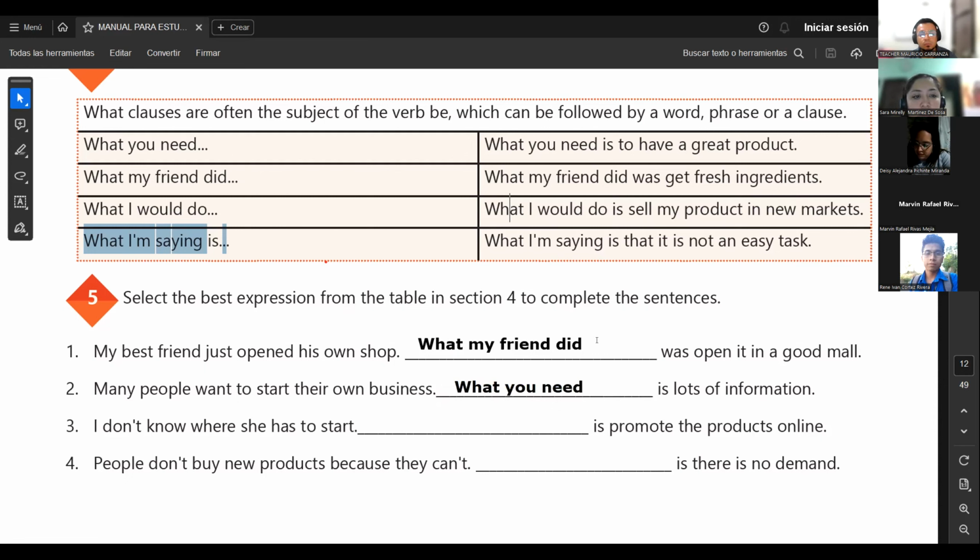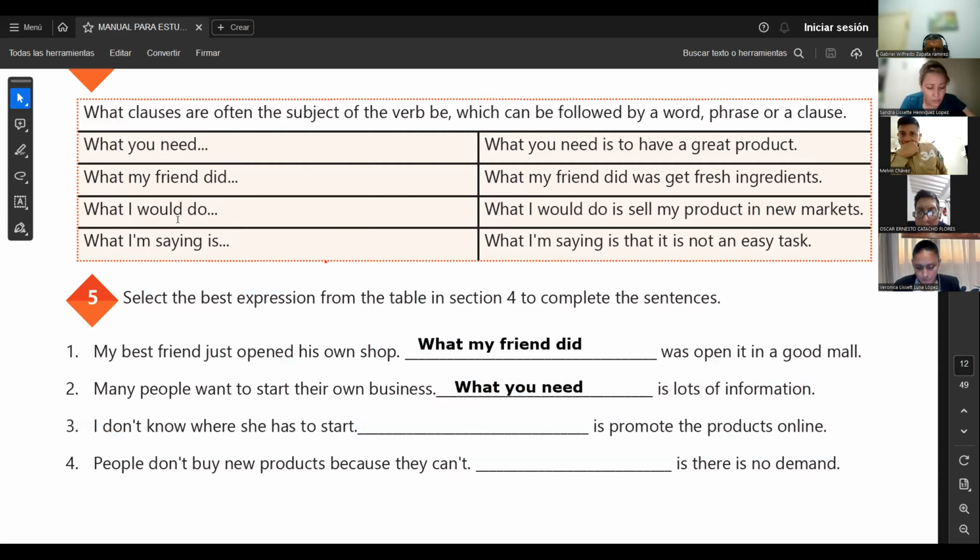This could be "what I would do," but no, "what you would do is lots of information" doesn't work. It's more logical to say "what you need." The other option could be "what I'm saying," but it's double "is." So we will leave just that one, "what you need." Yes, it's the best of the options. Okay.